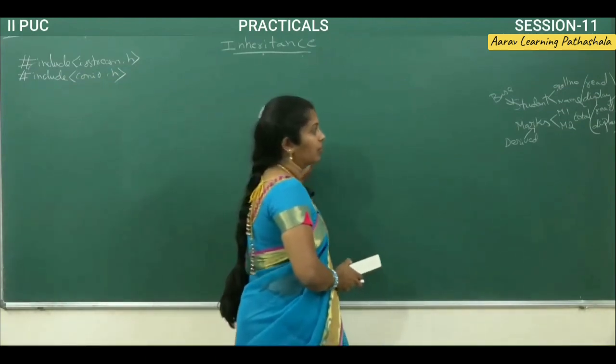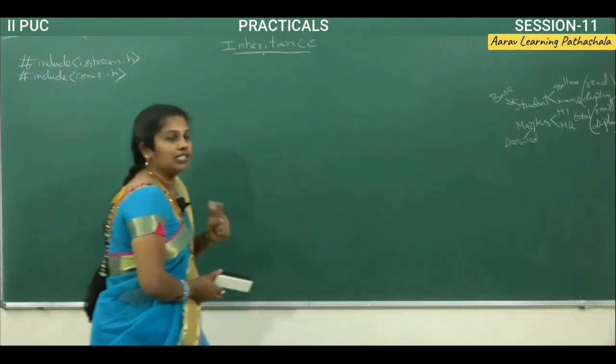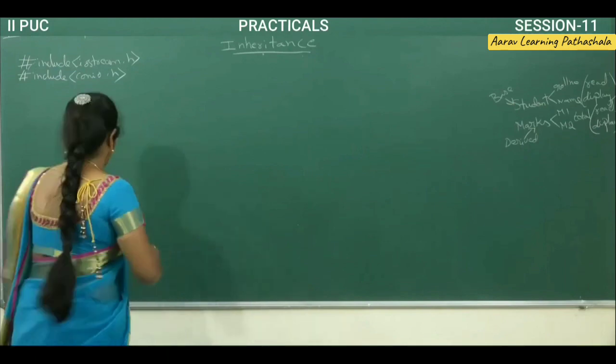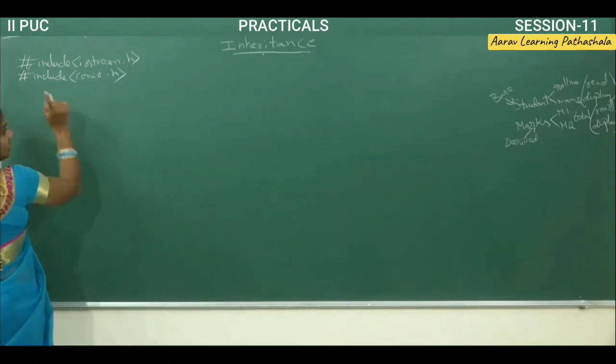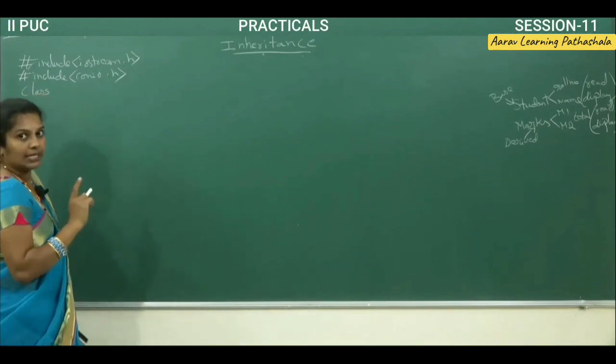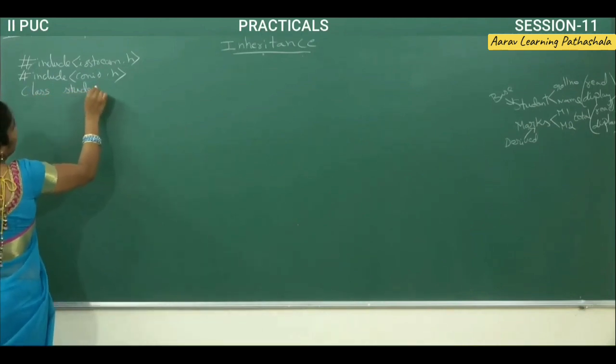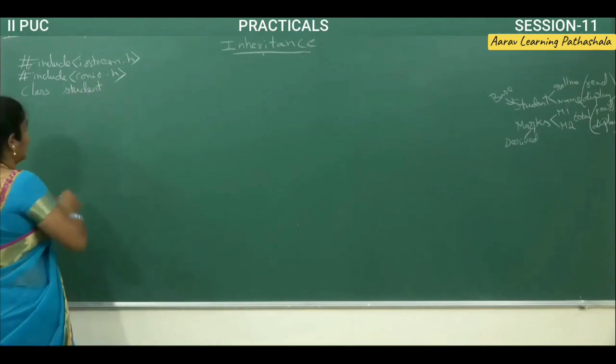What is the aim of our program? We have to create two classes, one is student and one more is marks. First I am going to create the base class student. How to create a base class student? First start with the keyword class. The base class name I am going to write as student. Student is the base class.